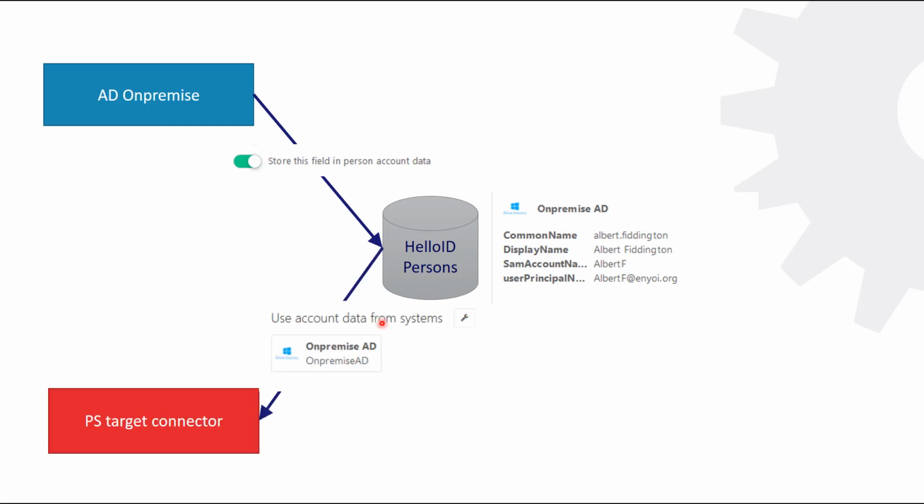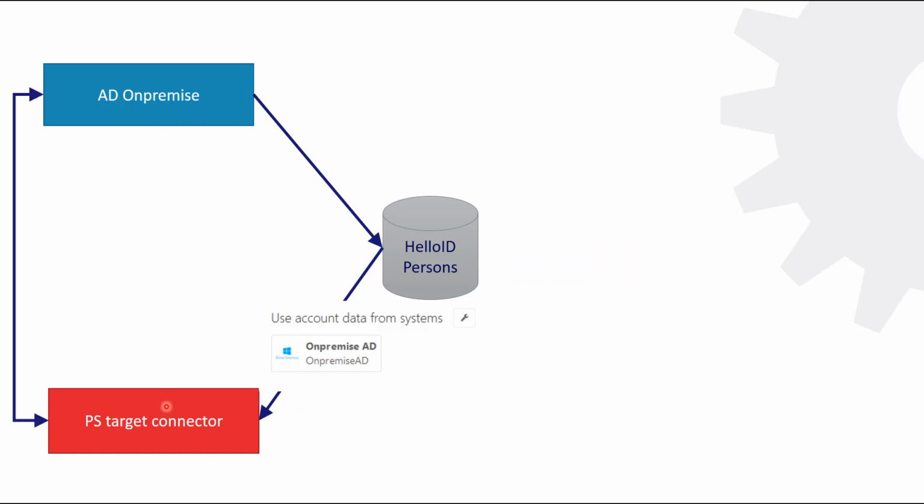And now you have this target connector. And in the target connector, you can set a dependency. So you want to have information from the on-premise connector into the target connector. The nice thing is that if you set this dependency, the on-premise connector will be executed before the target connector will be executed, so that the information is available for the target connector.